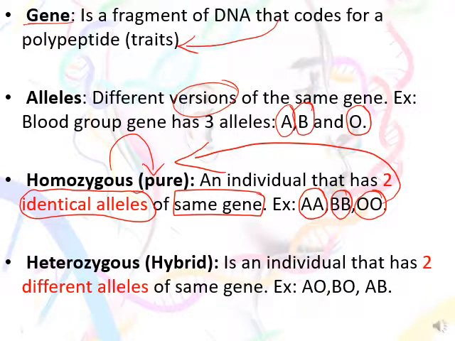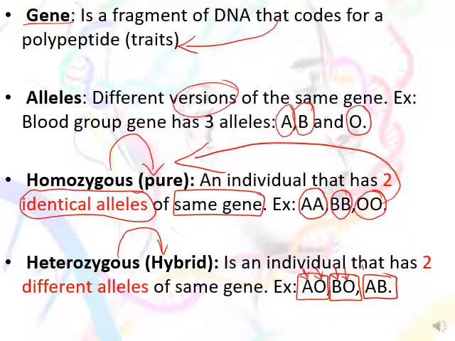The meaning of heterozygous. Heterozygous is also called hybrid. What is a hybrid? It is an individual that has two different alleles for the same gene. For example, blood group A can be AO, with two different alleles, allele A and allele O. Or blood group B can be BO, with two different alleles, allele B and allele O. Or allele A and allele B for blood group AB. This is the case of codominance. We will talk about this in the coming slides, so stay tuned.